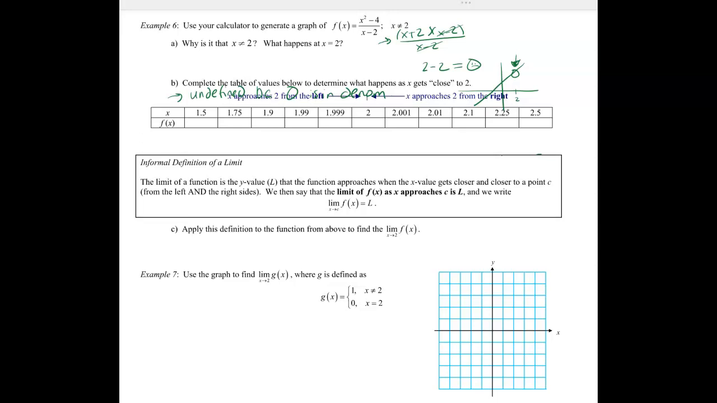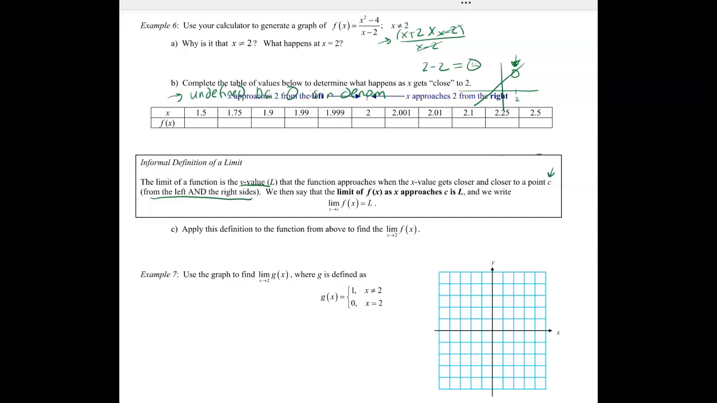Alright, let's get into some definitions just because calculus is pretty picky on wording and all of that kind of fun stuff. So it says the limit of a function is the y value of your function, L, that the function approaches when the x value gets closer and closer to some arbitrary point C from the left and the right side. So again, it has to be the same point on the left and the right side.